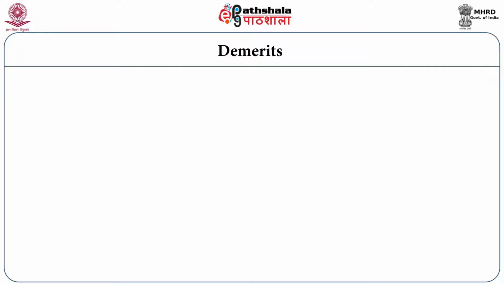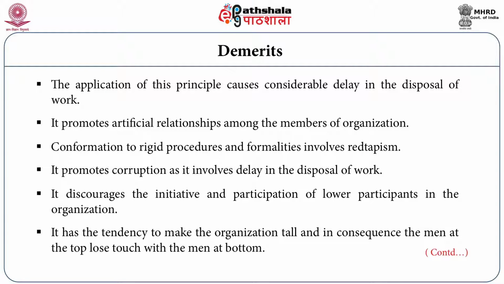Students, now we look at some of the demerits of hierarchy. Following hierarchy leads to delay in getting things done because there are so many layers at each level. If a file is moved at the subordinate level, by the time it reaches the officer whose approval is final, it may take months. I'll give an example.